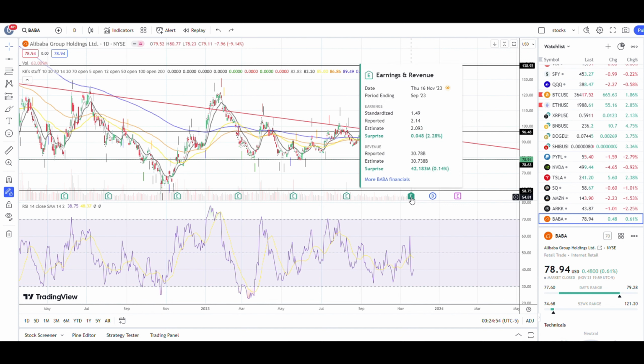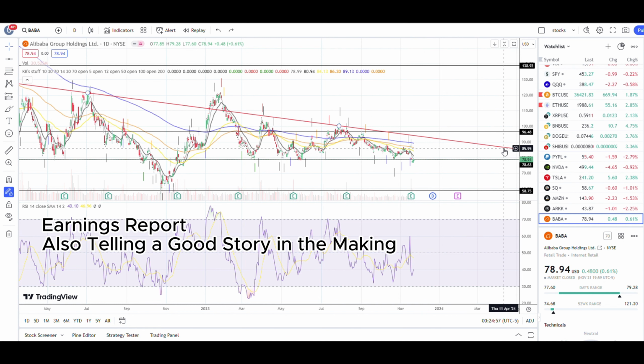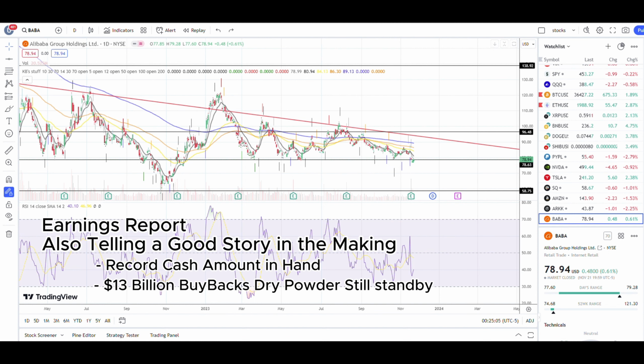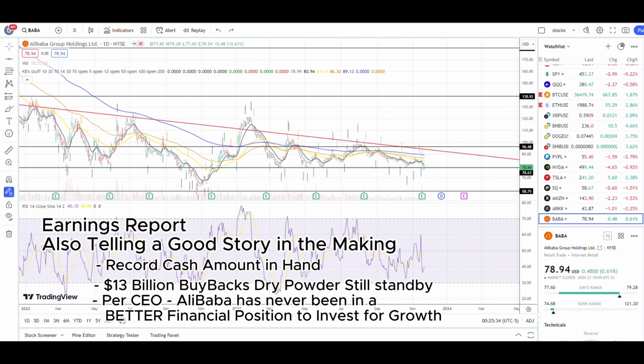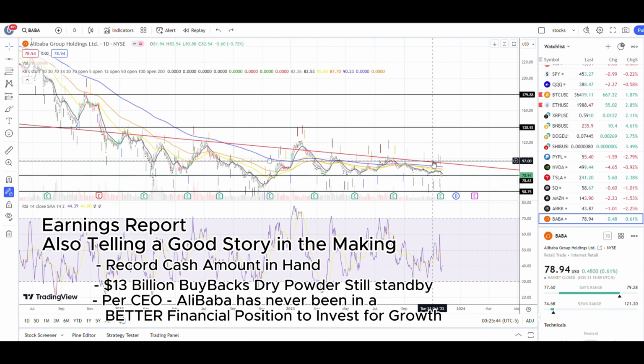And to back up the financials, we obviously have the earnings report, and they are saying that they have a record amount of cash in hand, and they are planning to do a buyback of their stock of about $13 billion of dry powder that they still have and still haven't used for the buybacks yet. So that is again a very bullish and positive sign that the company is doing financially very well. And again, that's not all. The Alibaba chairman has also stated that Alibaba has never been in a better financial position to invest for the growth of our business.